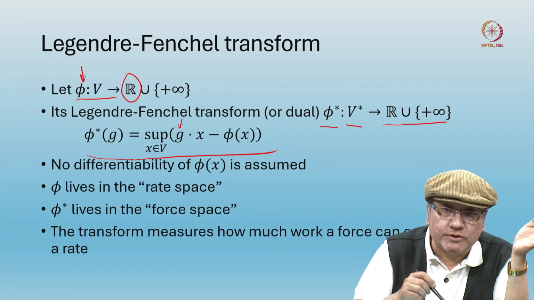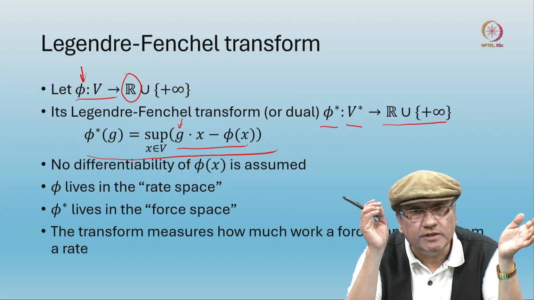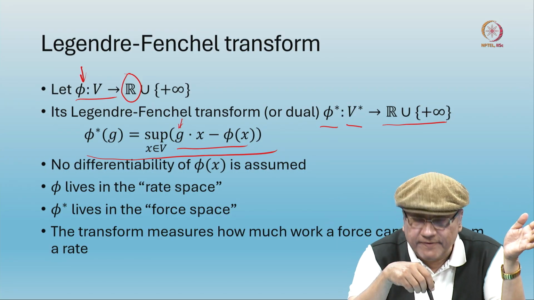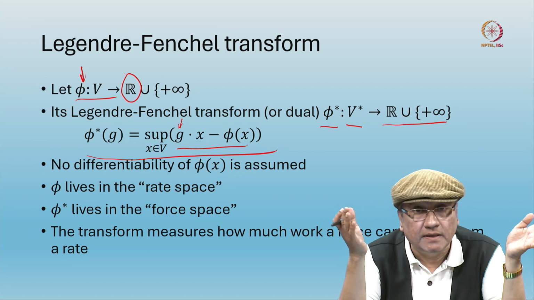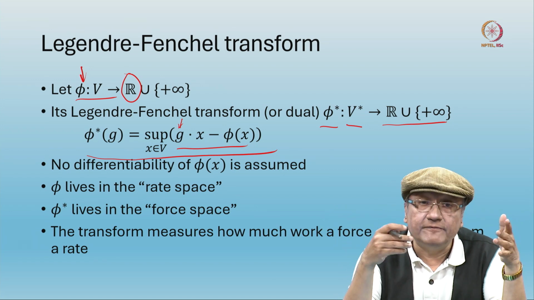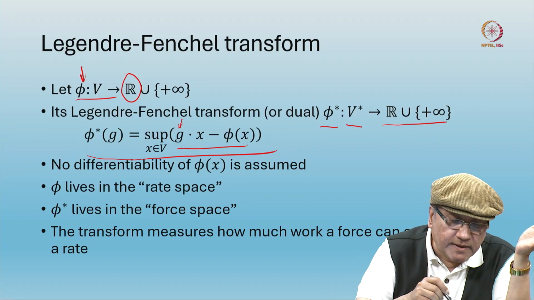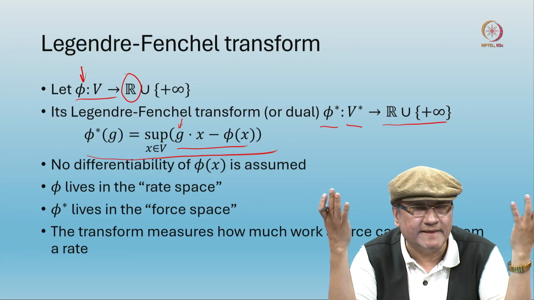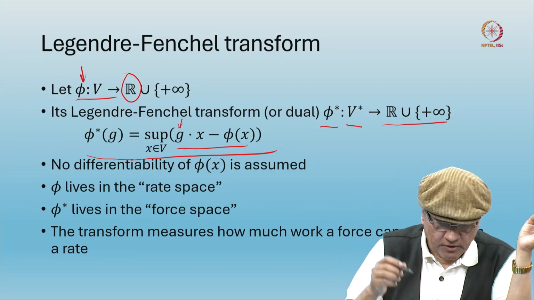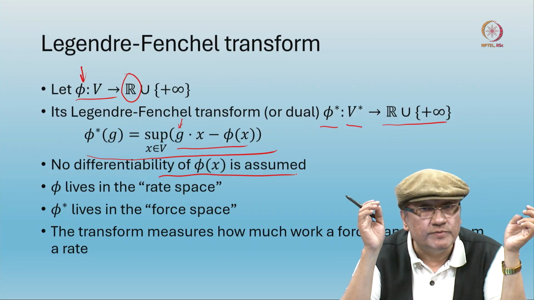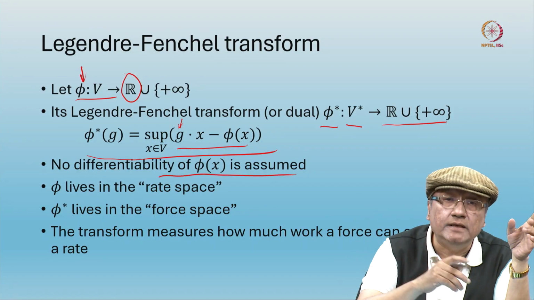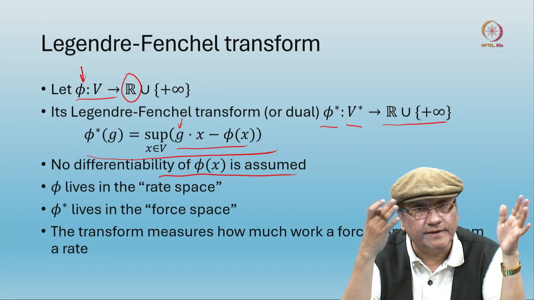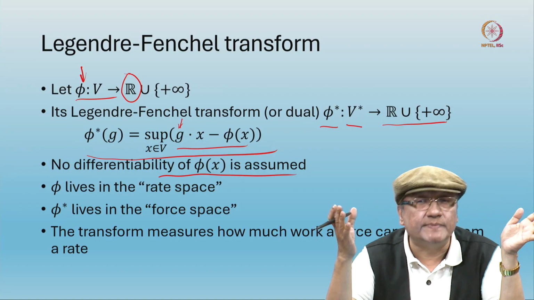So, when you take a supremum of G x minus phi x over all such x, you do not have to differentiate phi x. If phi x is differentiable, then of course you take a derivative, but if it is not, then also this definition is valid. You just have to pick up the maximum of the set. Therefore no differentiability of phi x is assumed here. Remember that phi in future will be like a dissipation functional, a function of the strain rate, and it will basically denote dissipation.